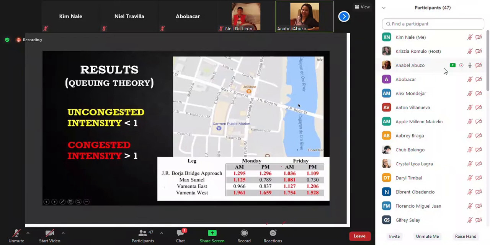This is a survey conducted by one of my students who is studying the bridge in J.R. Borja, Carmen, and Consolacion area. So, gipakita niya kung congested or not congested and compute ning intensity. But because complicated man explain ang formula and ang queuing theory sa formula, so gisimplify lang niya, uncongested is less than 1, congested is greater than 1 na value. And that's enough para masabtan sa tanan.